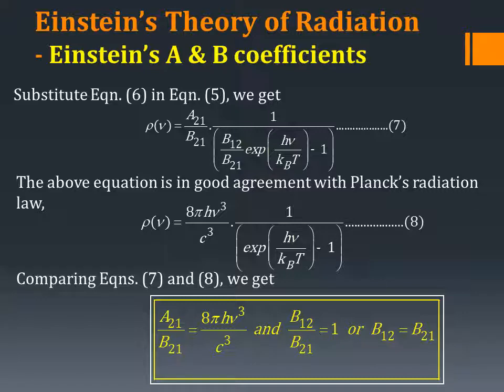On comparison of equations 7 and 8, we have the expressions for the Einstein's A and B coefficients to be obtained as A21 by B21 is equal to 8 pi h nu cube by c cube, and the Einstein's B coefficients B12 and B21 are related as B12 by B21 equal to 1, or both B12 and B21 are equal to each other.